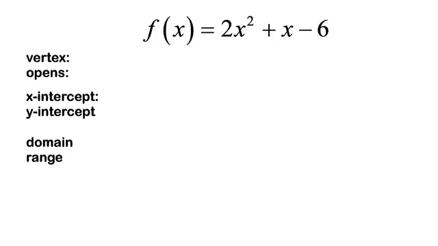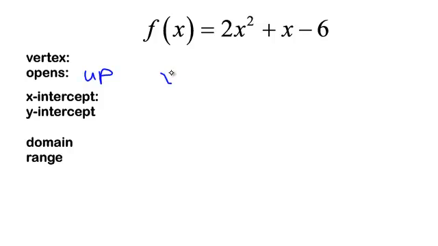Okay, let's graph another one. Once again, I do know that this is a parabola. We have the function 2x squared plus x minus 6. I do know that my parabola opens up, but I can't readily see the vertex. So I am going to have to use a formula.